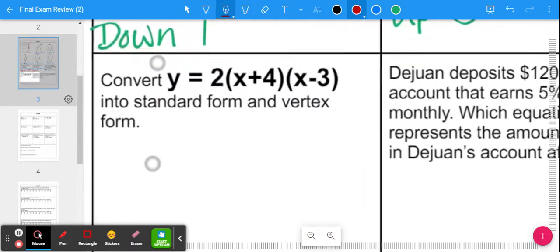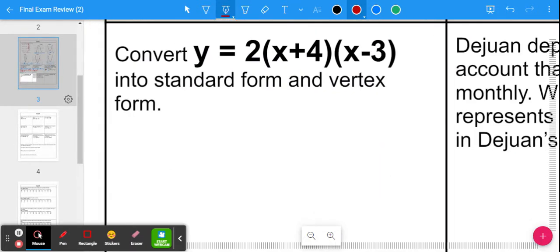On to the next one. It says convert y equals 2 times quantity x plus 4 multiplied by quantity x minus 3 into standard form and into vertex form. So the first thing we have to do to get this into standard form is I like to distribute the 2, and that way when I set up my box thing, the area model, I have 2 binomials I'm multiplying and I don't have to go back and implement that 2 in.